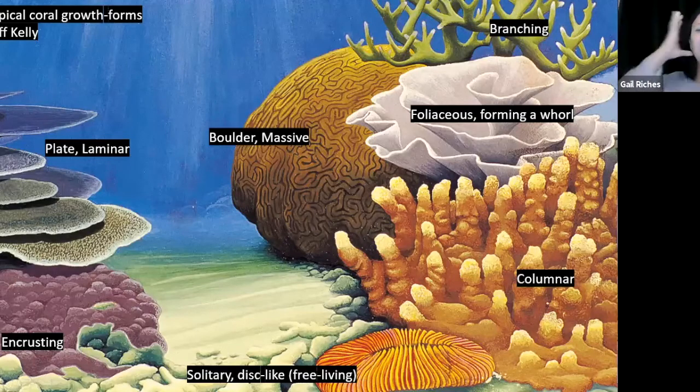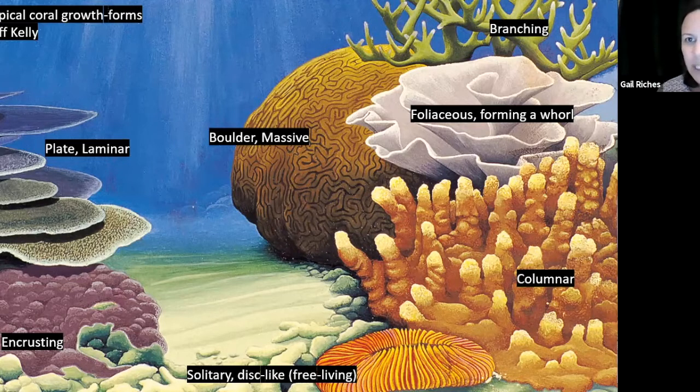Another way to classify corals is through their growth form. Here, on the left, is plate. Another word for plate is laminar. To the right is your boulder coral. It's also called massive, and that doesn't particularly mean that it's massive in size. It just means that it's boulder shaped.